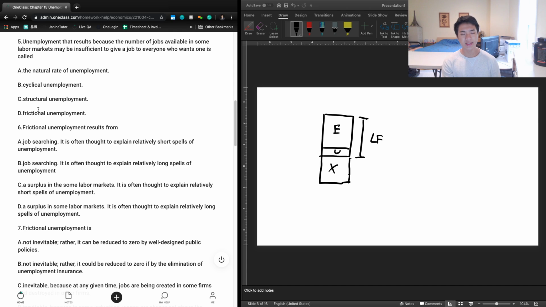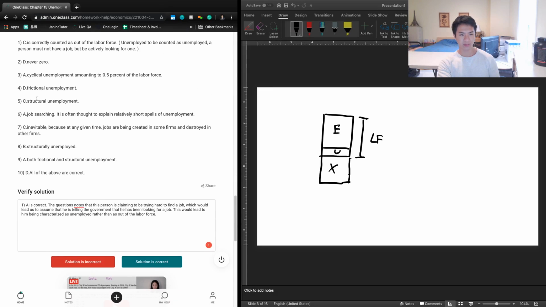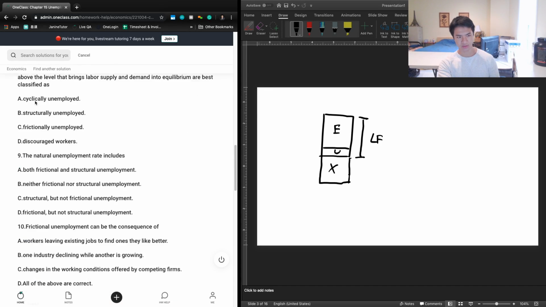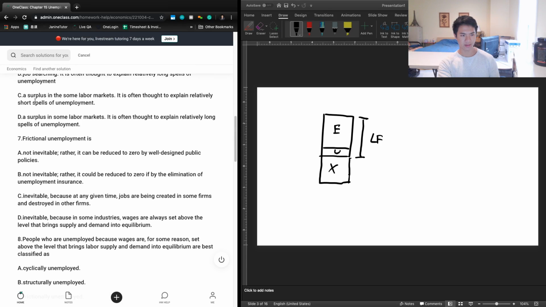There are several reasons we talk about for structural unemployment. Some people say minimum wage, some people say efficiency wages, other people say unions. All those things are worth keeping in mind when we think about structural unemployment. Basically, things in the economy that prevent there being enough jobs. So for 5, the previous tutor says C, structural unemployment, which is good, and we have no issues with that. Number 6.